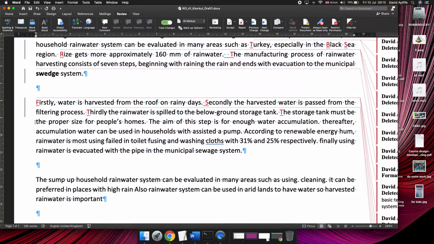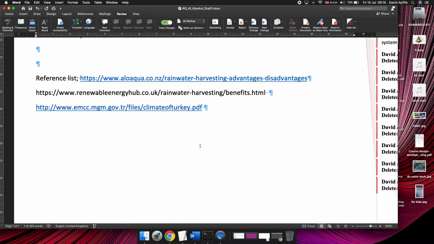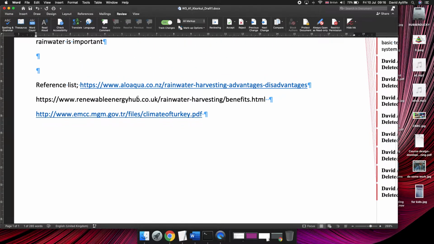The storage tank must be the proper size for people's homes. Okay. The aim of this step is for enough water accumulation. Thereafter, oh my god, accumulated water can be used in households with assisted by a pump. Good. According to Renewable Energy Hum. What is that? Renewable Energy Hub.